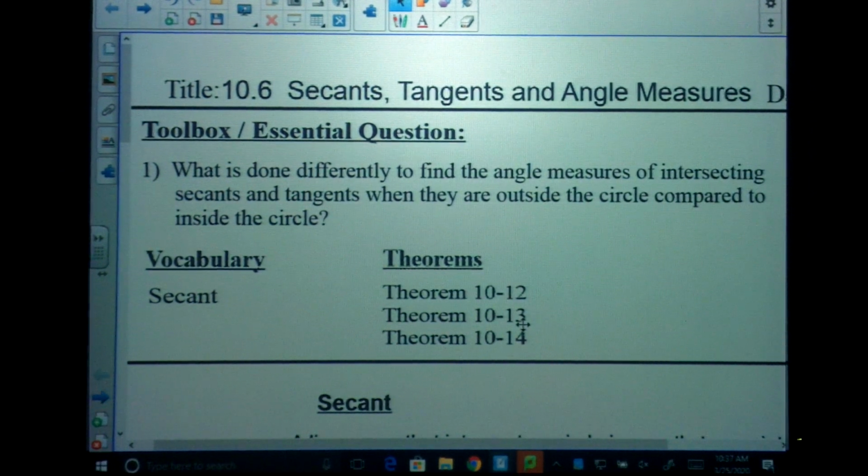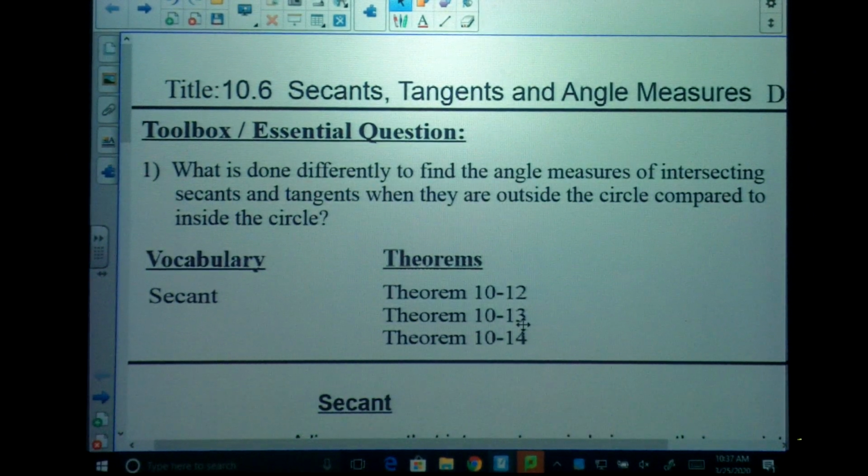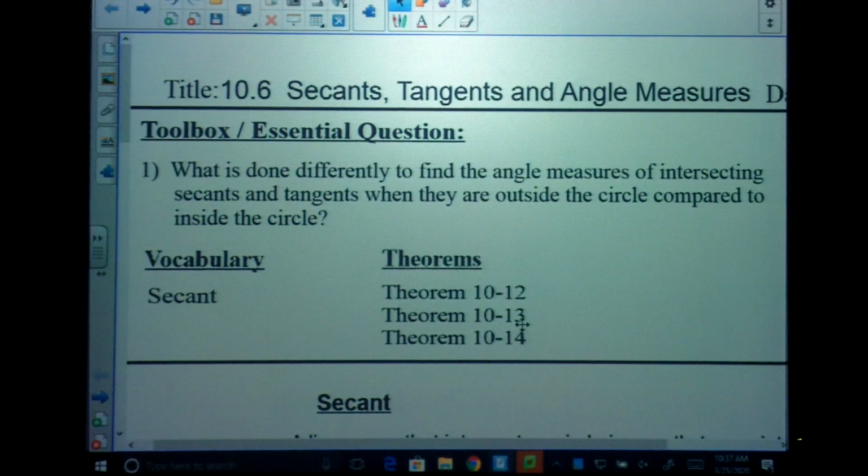Okay, these are the notes for 10.6, which are secants, tangents, and angle measures. With the secants and the tangents, as far as their angle measures go, it all depends on where the angle is that you are trying to find. But first we need to talk about secants.